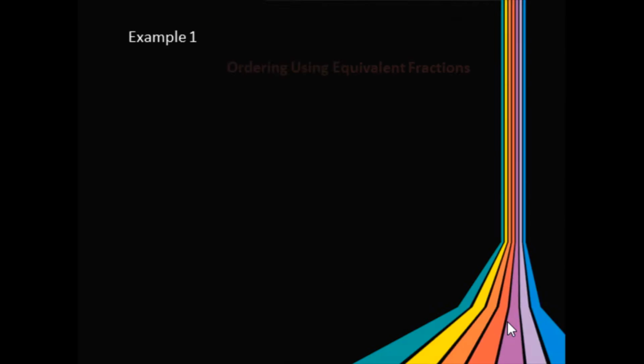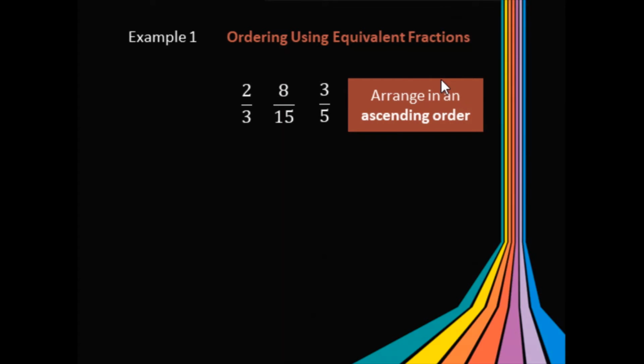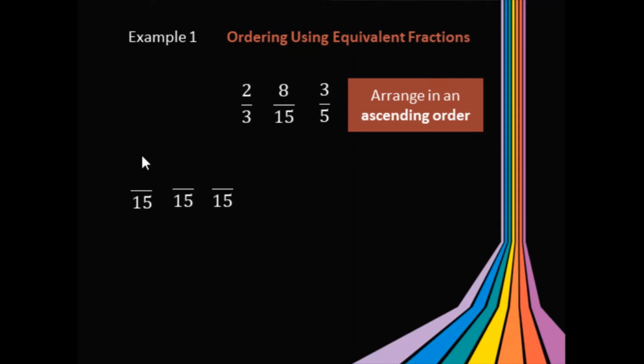Example, we have 2/3, 8/15, and 3/5. We arrange them in ascending order, that is from lowest to highest. The first thing we're going to do is to compare them using equivalent fractions. We find their common denominator, and it is 15 because 15 is divisible by all the denominators written above.